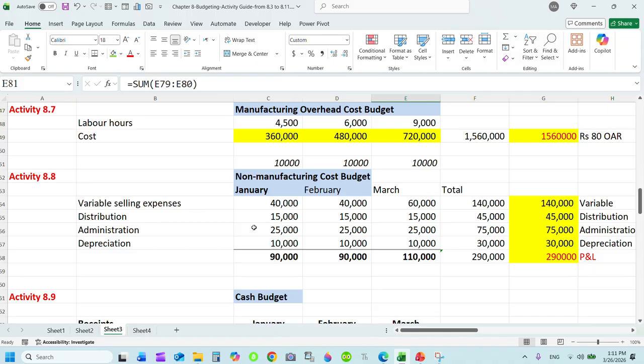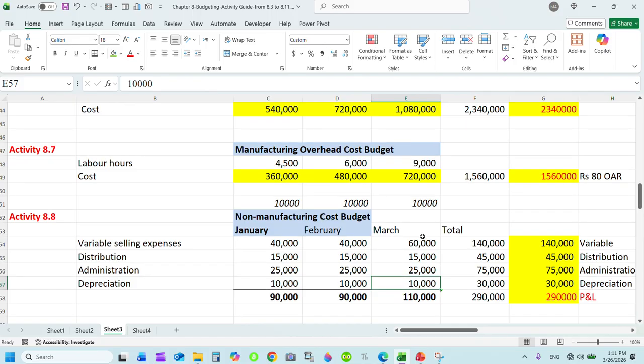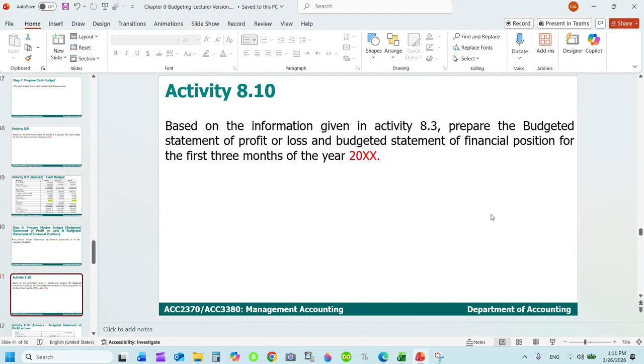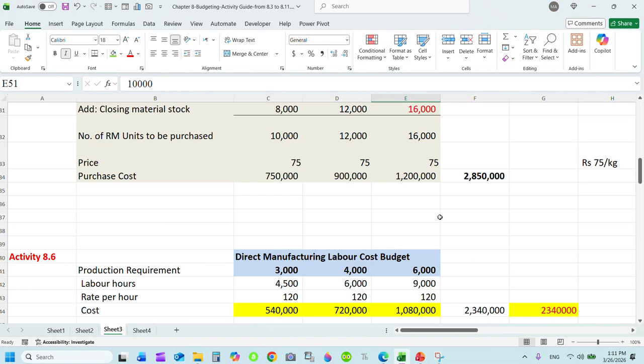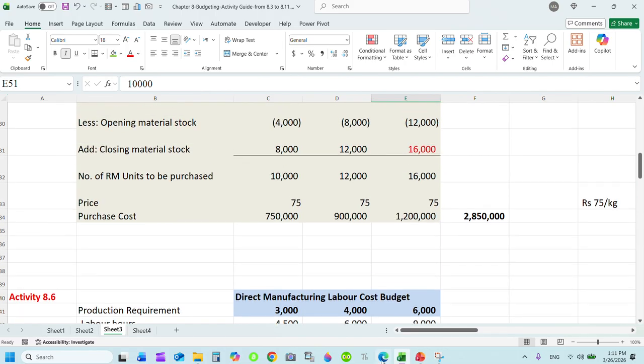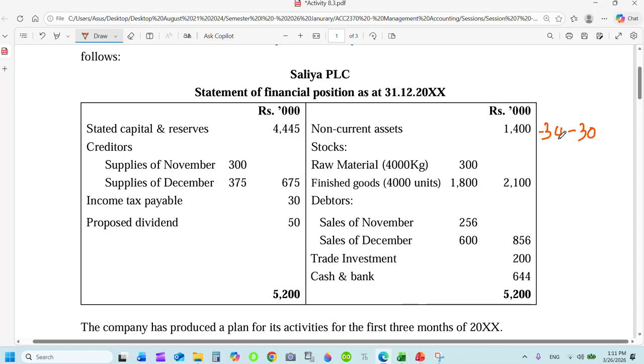Here depreciation, this is non-manufacturing depreciation. 10,000, 10,000 and 10,000. 30,000. In addition, can you remember manufacturing overhead costs also include 10,000, 10,000, 10,000 depreciation. Altogether, depreciation 60,000 should be adjusted from your balance sheet. From the balance sheet, 60,000 should be deducted.